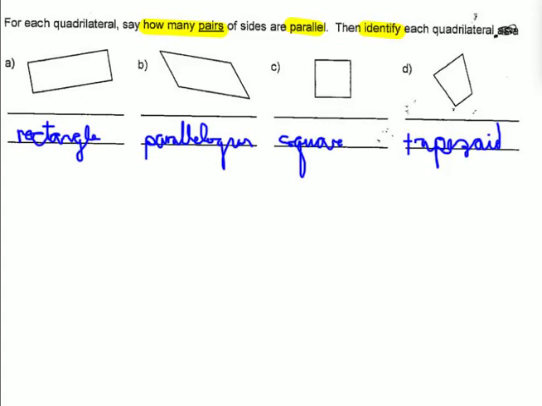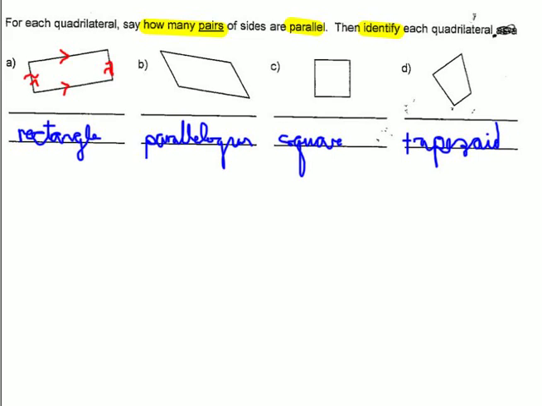For each quadrilateral, say how many pairs of sides are parallel, then identify. This first one here, this line is parallel to this line. Notice I make these little arrows. That shows one line is parallel. For the second line, I'm going to use 2 arrows. So someone looking at it can tell, oh, it's got 2 different sets of parallel lines, and it's a rectangle because it has 4 90-degree angles.